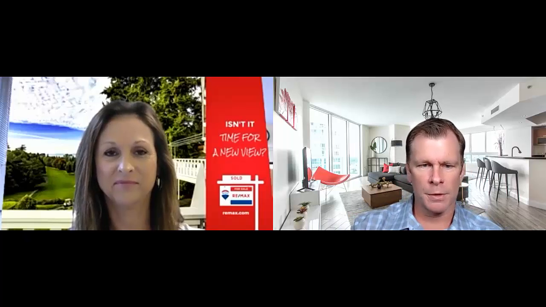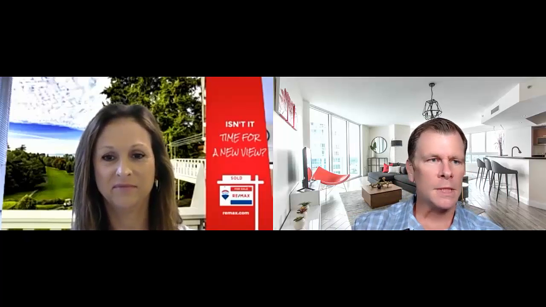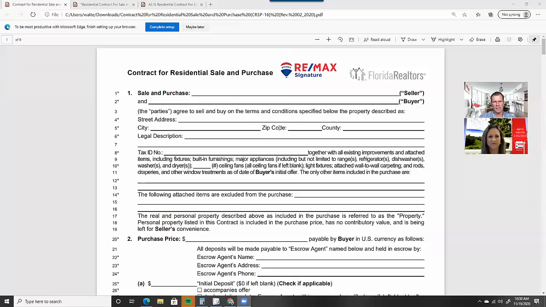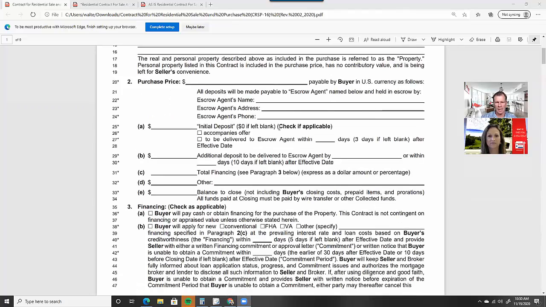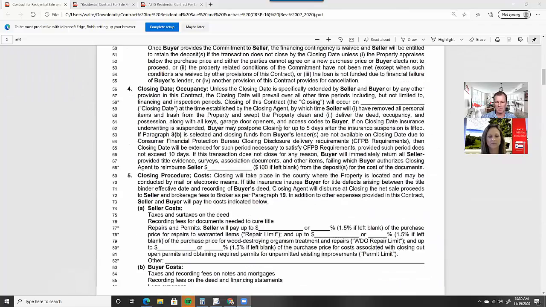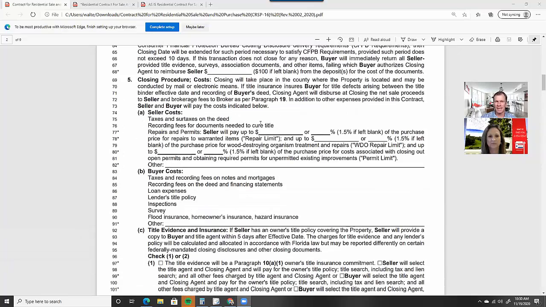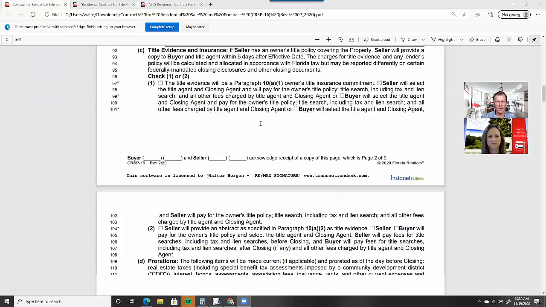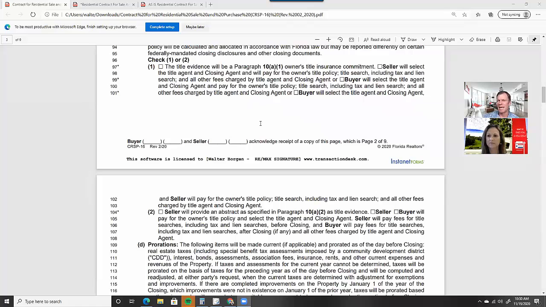So the first thing we'll do is I'll go ahead and share my screen. On my screen, you're going to see this first contract, which is the FAR Contract for Residential Sale and Purchase. Now, if I scroll through here, most of you will say, wow, this looks completely different than any contract that I've seen. That's probably the case because in our area, in the Daytona Beach Association of Realtors, this contract is very rarely used. In fact, if I've seen it once or twice in the 20 years that I've been doing real estate here, that would be a lot.